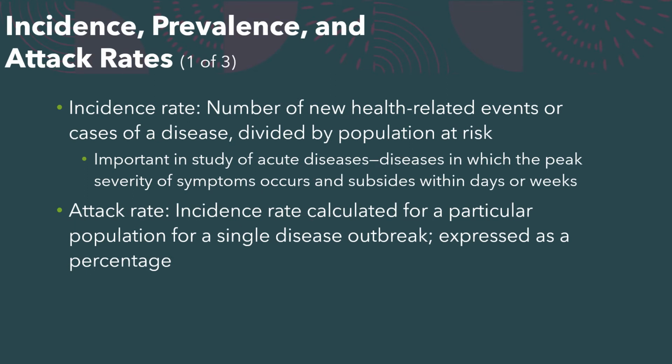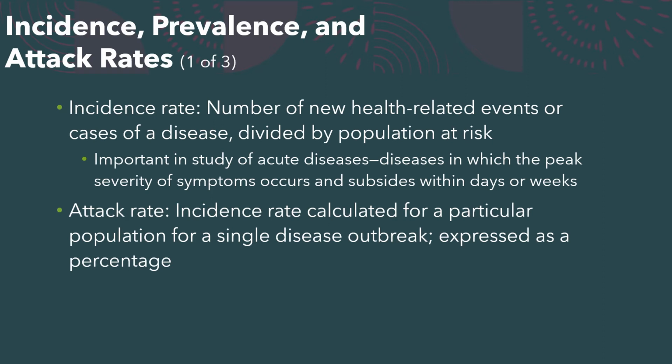So another couple of definitions that I think everyone should be familiar with, whether you are a birth worker or another type of healthcare provider, or even just a consumer trying to understand what's going on with public health, are the terms incidence rate and prevalence rate. An incidence rate is the number of new health-related events or cases of a disease divided by the population at risk. And this is very important when we're talking about the study of acute diseases.